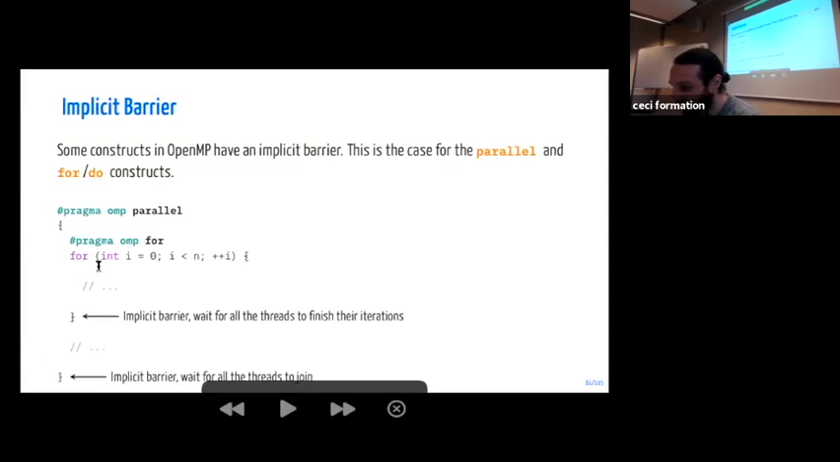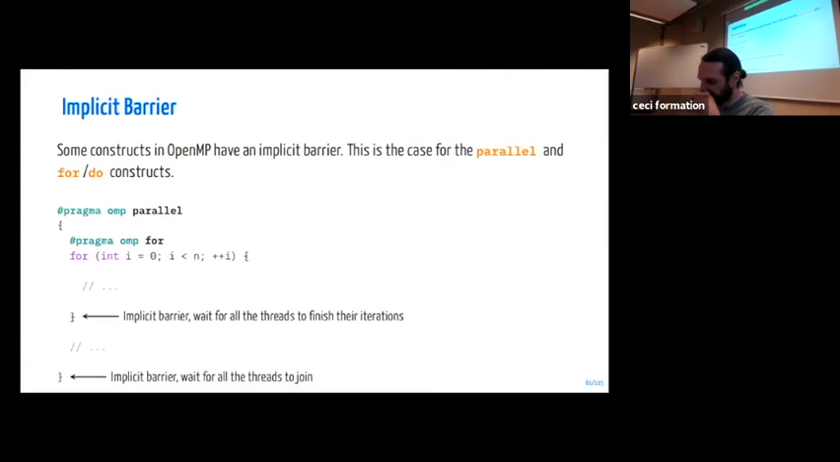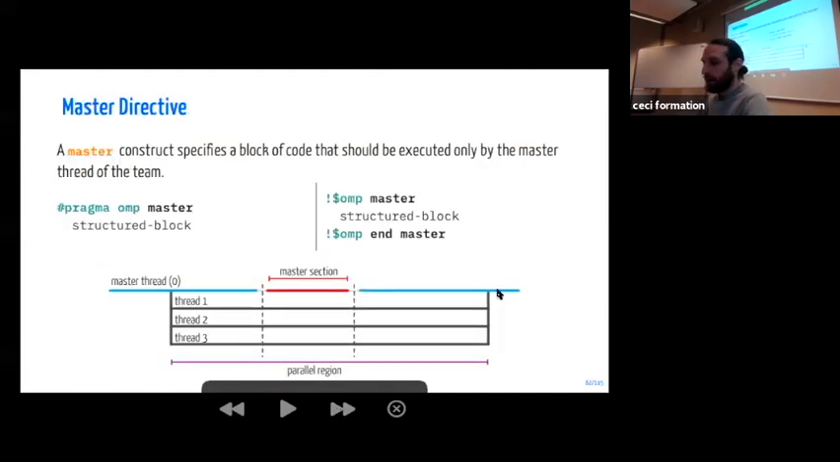The same is true for an OpenMP for construct. Then you have an implicit barrier at the end of your loop block. So here also all the threads will wait for the other threads to finish their part of the chunks of the loop that was assigned to them before continuing execution and executing instructions that may be placed there. Another construct is the master one.